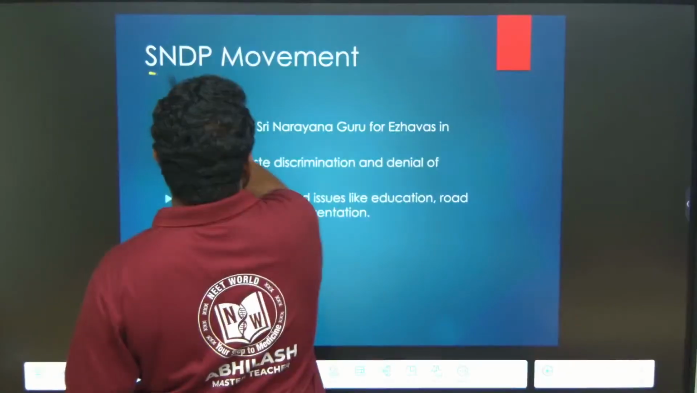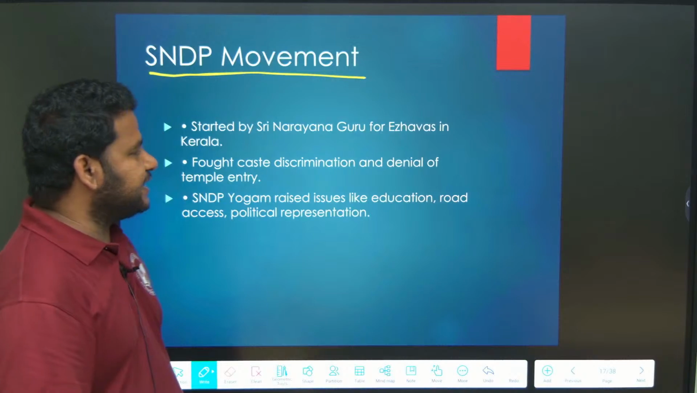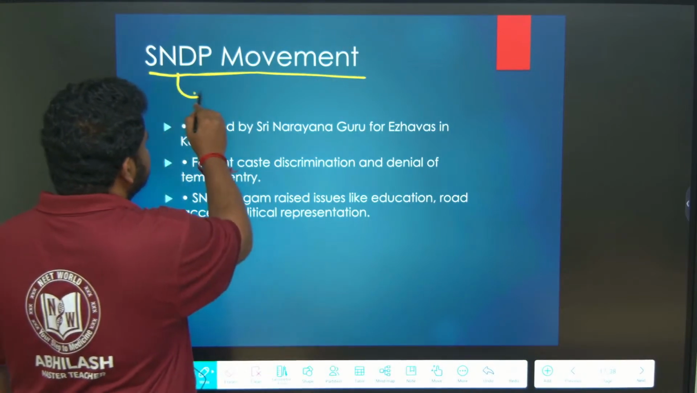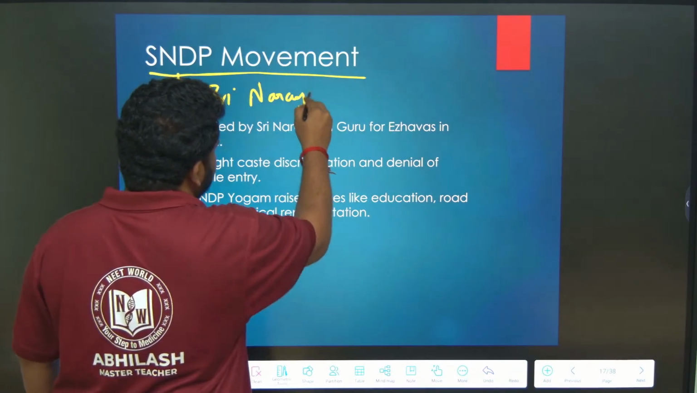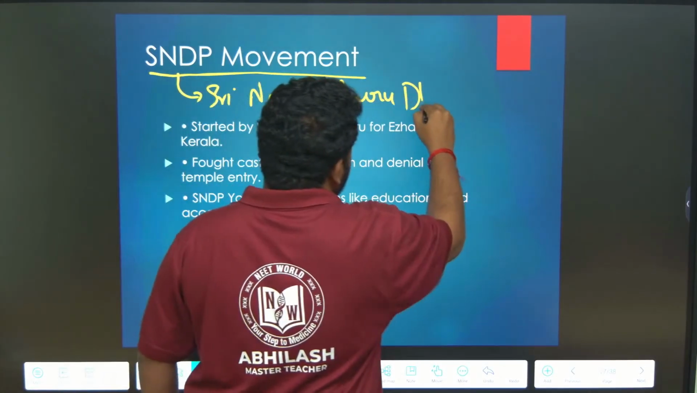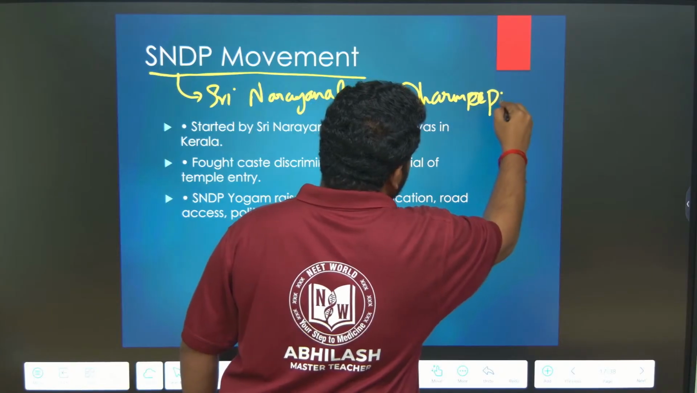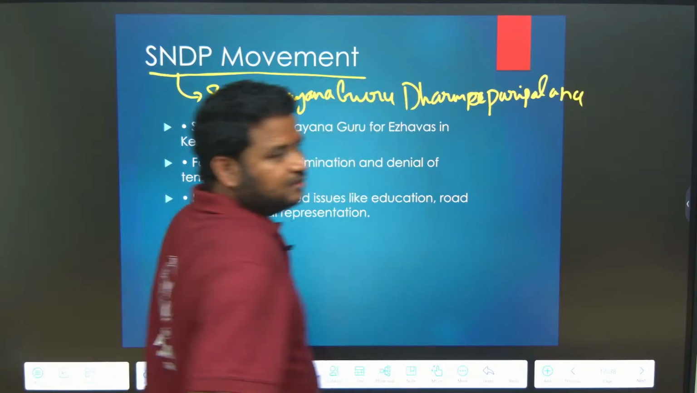Next is the SNDP movement. Why is it called the SNDP movement? It was started by Sri Narayana Guru. The full form is Sri Narayana Guru Dharma Paripalana. So that is the meaning of SNDP movement.